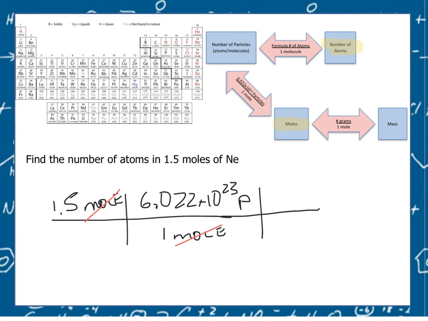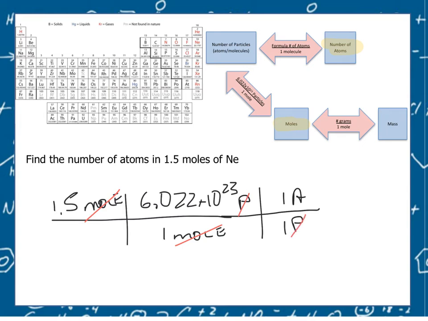Now I need to go from particles to atoms. Now if I look at this, I can see this does not come as a molecule. It's just a single atom. So the formula would just be Ne. And how many atoms of Ne are there in Ne? Just one. So my formula number is 1 atom per 1 particle here. So 1 atom per 1 particle. So this isn't going to change my answer because it's just multiplying by 1 over 1.